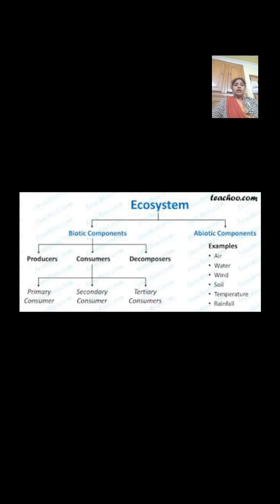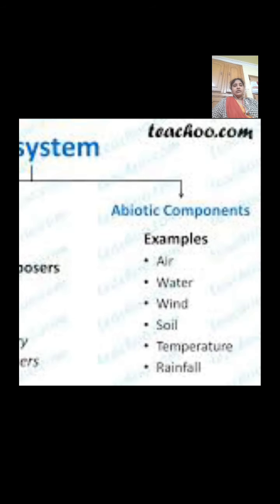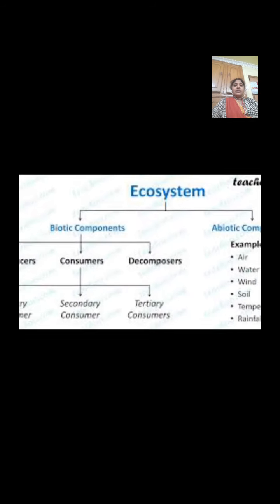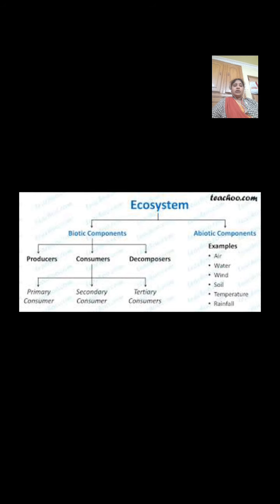Okay, so now let us see about the abiotic components of an ecosystem. Abiotic components are air, water, wind, soil, temperature and rainfall. So did you understand all these, children? Did you understand about biotic and abiotic components of the ecosystem? Right. Biotic components are the living things. Abiotic components are the non-living things. And what are the three types of biotic components? Producers, consumers, decomposers. And what are the different types of abiotic components? Air, water, soil, wind, temperature, rainfall, etc.